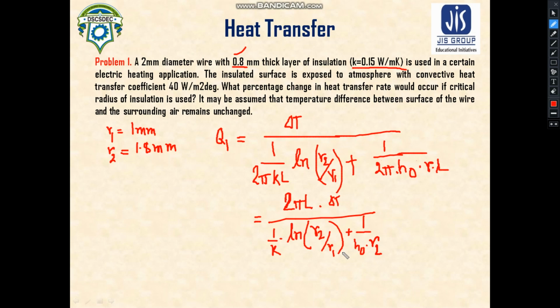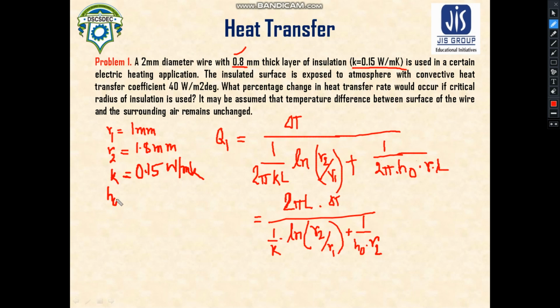So this is your heat transfer rate, which can be calculated when the 0.8 millimeter thick layer of insulation has been provided. Now if you put in the values, this k is simply 0.15, right? So this k would be 0.15 watt per meter Kelvin.